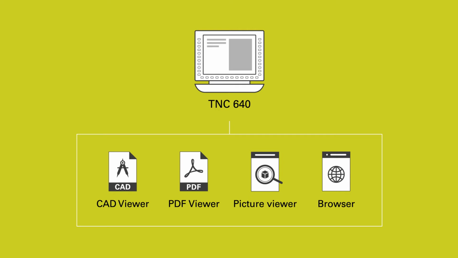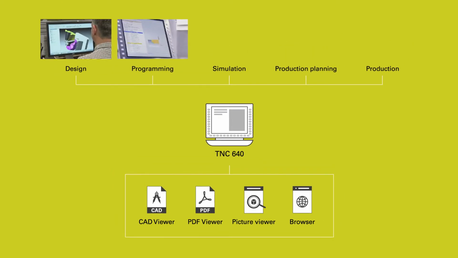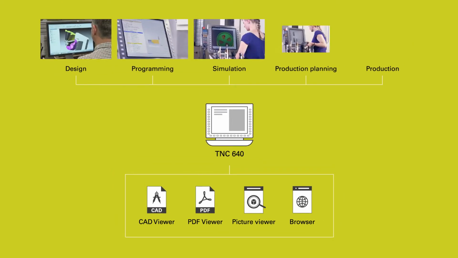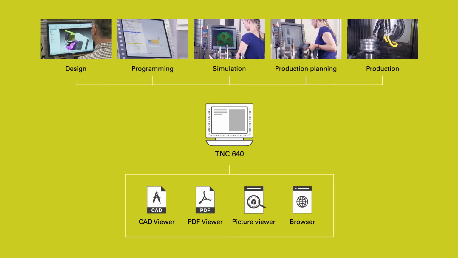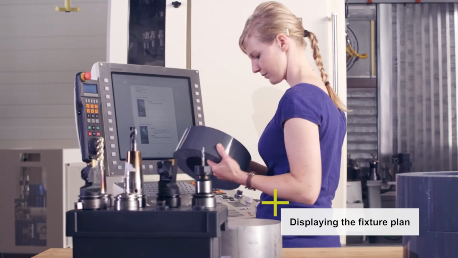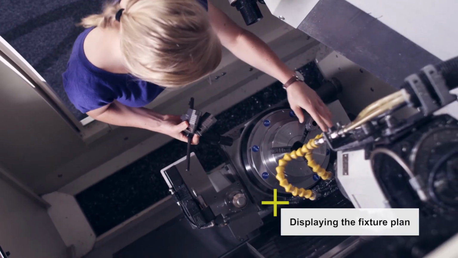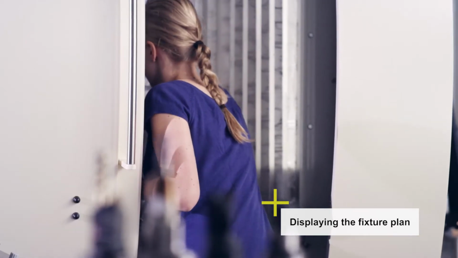Thanks to connected machining, the TNC 640 inserts itself seamlessly into your process chain: design, programming, simulation, production planning, production. You can display a fixture plan available as a PDF file directly on the 19-inch monitor and then use it to set up the blank on the machine.